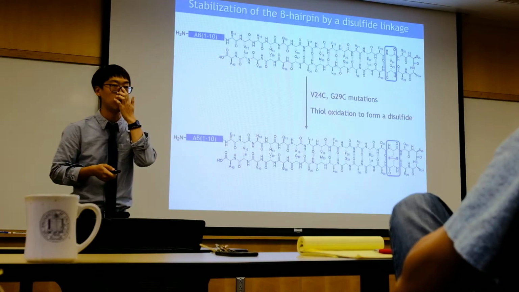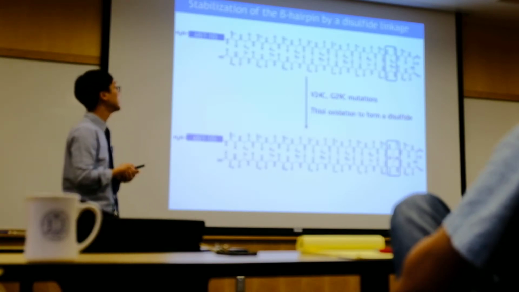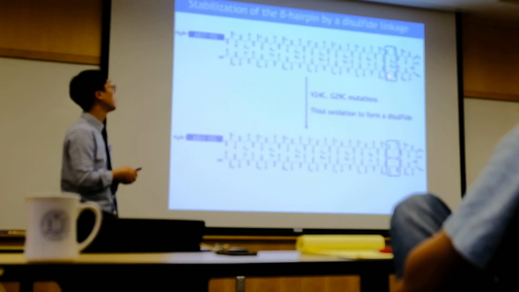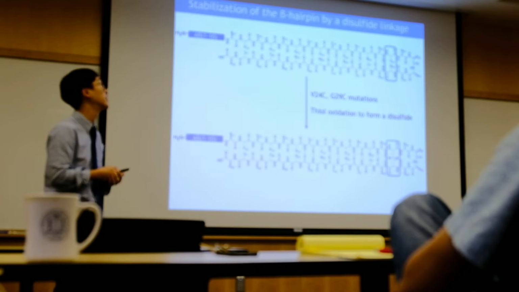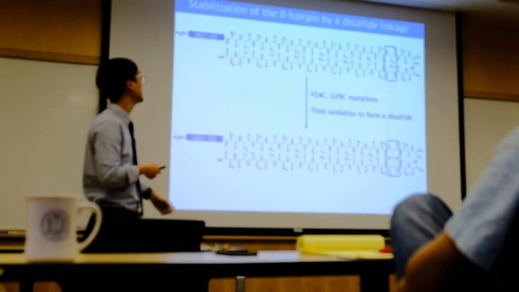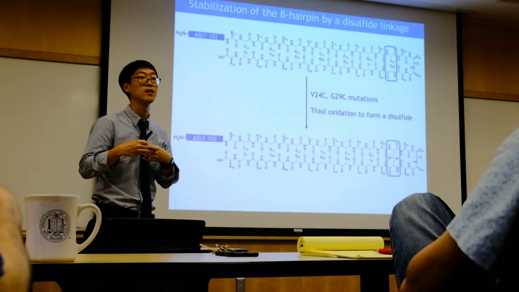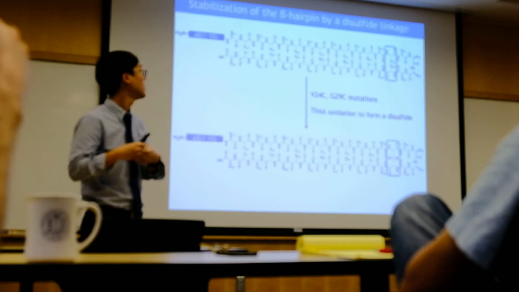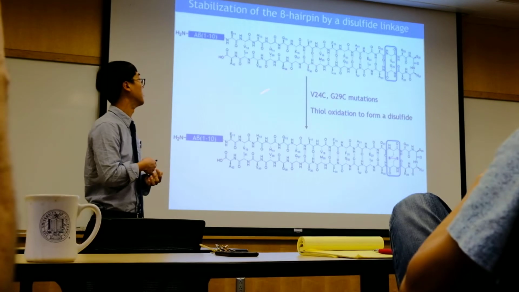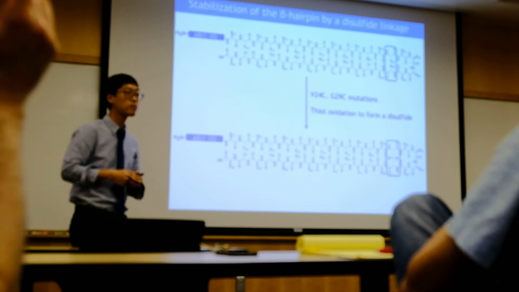So this is one of the few peptides that I was able to express and study. This is one of the examples where I mutated V24 and G29 into 2 cysteines, which have thiol groups, which I was able to oxidize to make a disulfide linkage in mildly oxidative conditions, and stabilize the beta hairpin region.